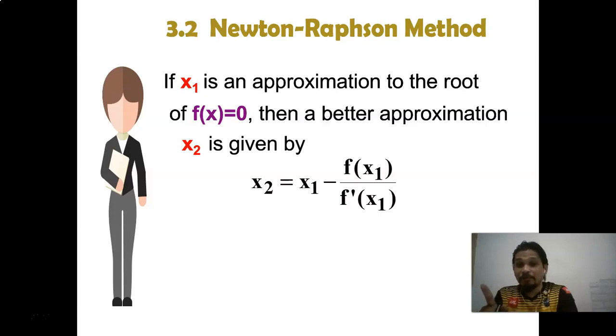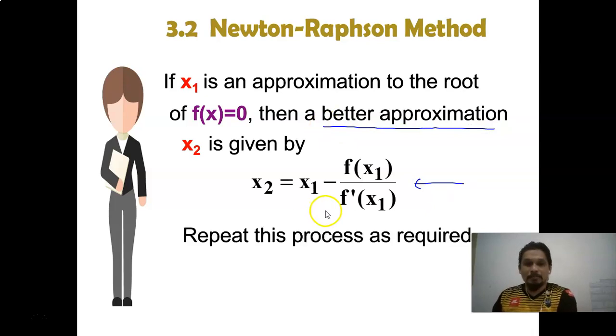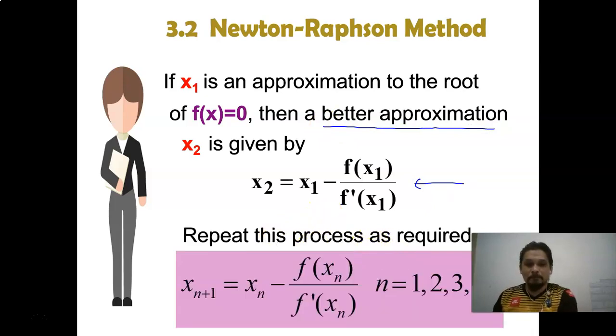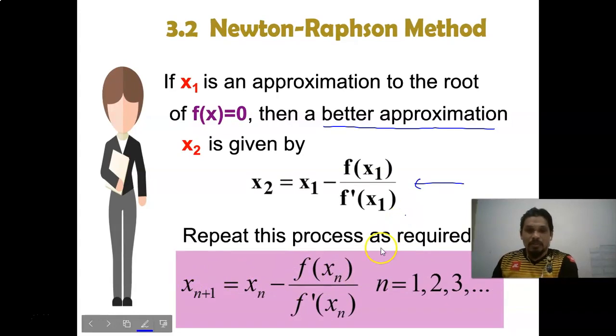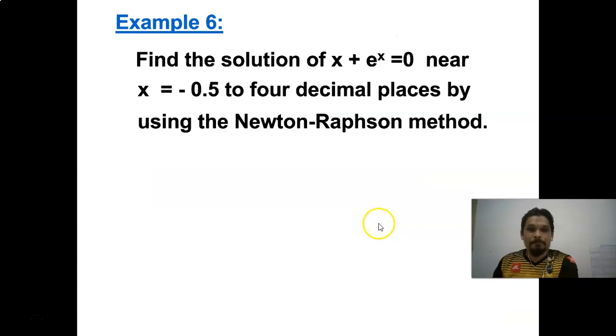We decide one value. After that, we are going to use that first value in the function that we're going to form here to find a better approximation. Then repeat this process as required, for xn plus 1 equal to xn minus and so on. We're going to look into an example to give you a clear picture of this.